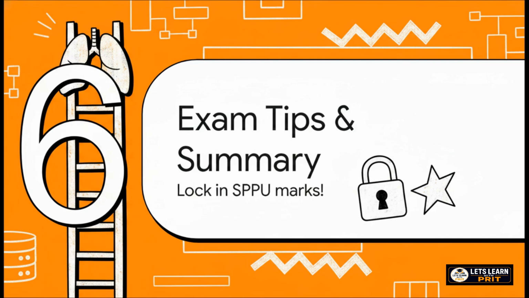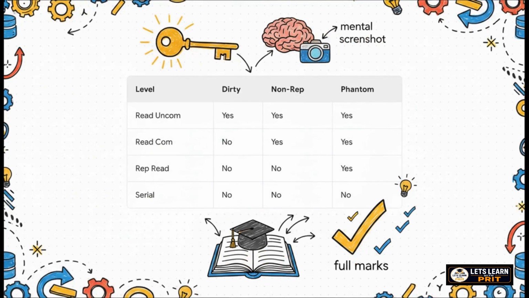Finally, Section 6, exam tips, and a quick summary so you can lock in those SPPU marks. Okay, take a deep breath. You've successfully climbed the entire isolation ladder. Now, I want you to memorize the matrix you're seeing right now. This is your golden ticket. If you get a question on isolation levels, drawing this exact table in your exam is going to guarantee you excellent marks. Let's read it together real quick.